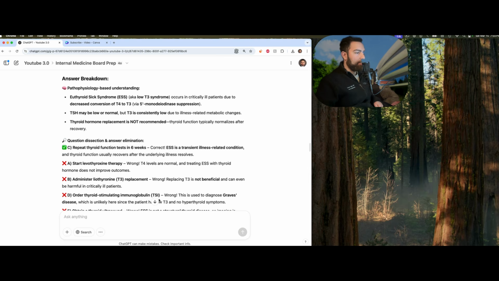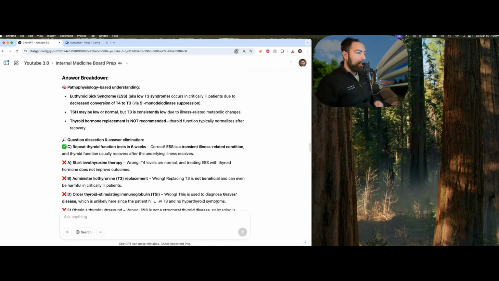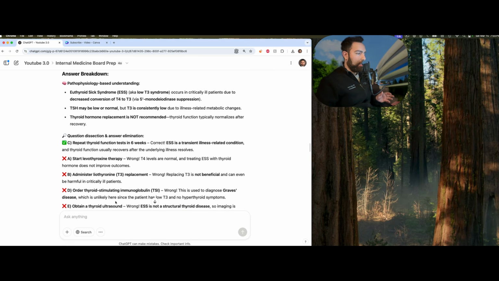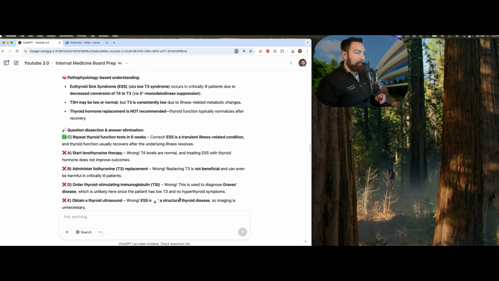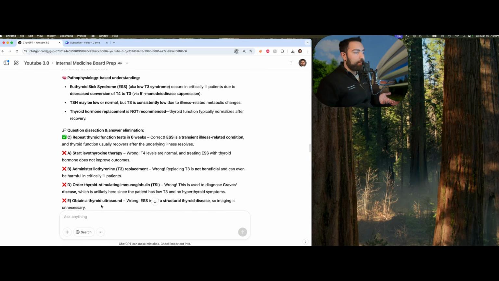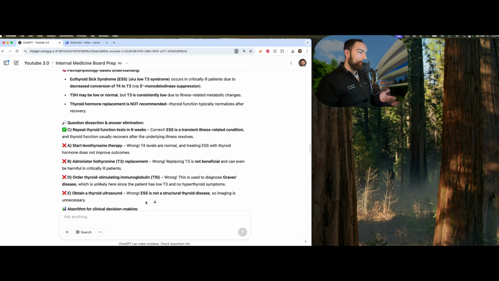Ordering the thyroid stimulating immunoglobulin, or TSI, would be wrong. This is usually used for Graves' disease, right? And is unlikely in this patient, since the patient has low T3 and no hypothyroid symptoms. To obtain an ultrasound would also be wrong, because euthyroid sick syndrome is not a structural thyroid problem.